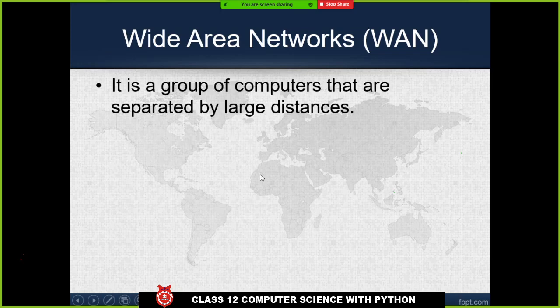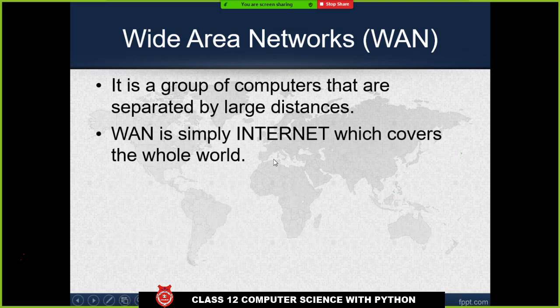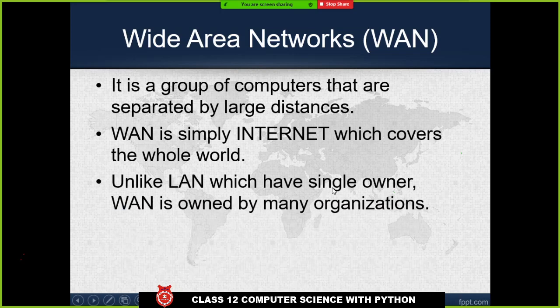Alright, now we are going to study what is wide area network. Wide area network is a group of computers that are separated by a large distance over a continent or over a country. So when we say WAN, we simply mean it is the internet. It covers the whole world. Unlike LAN, which has a single owner, WAN is owned and managed by different organizations.